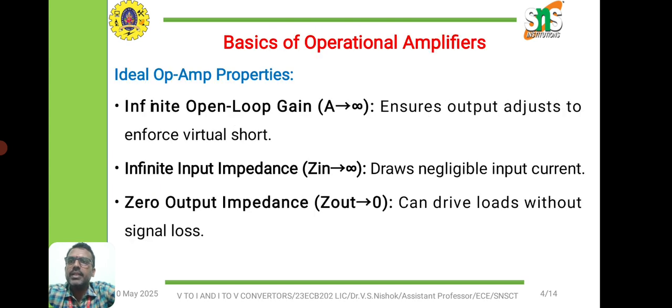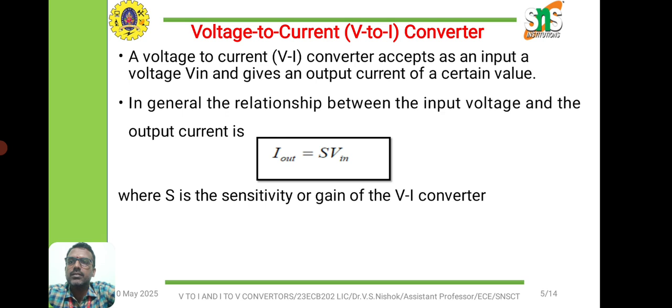Coming to the basics of the operational amplifier, these voltage to current and current to voltage converters are designed with the help of the operational amplifier because of its basic properties like infinite open loop gain, infinite input impedance and zero output impedance, which provide better performance.